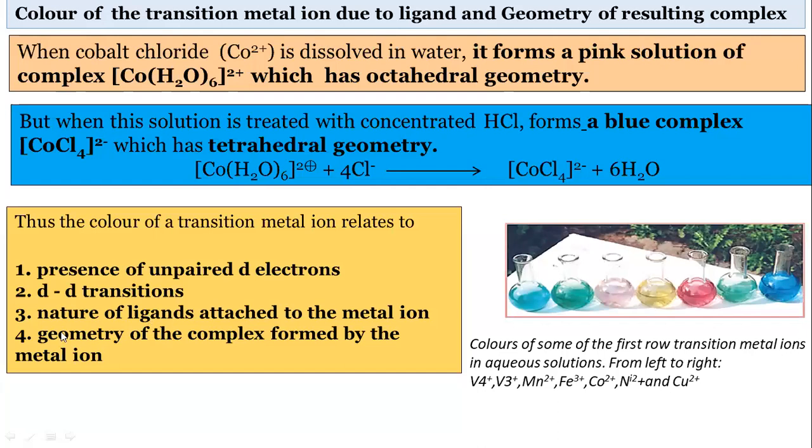And the last one is the geometry of the complex which is formed by the metal ion, whether the geometry is octahedral or tetrahedral. So the color of the transition metals depends upon these four factors. In your textbook, the first factor is explained, then the third and fourth factors are explained. This second factor is not explained, but I will explain all four factors one by one.